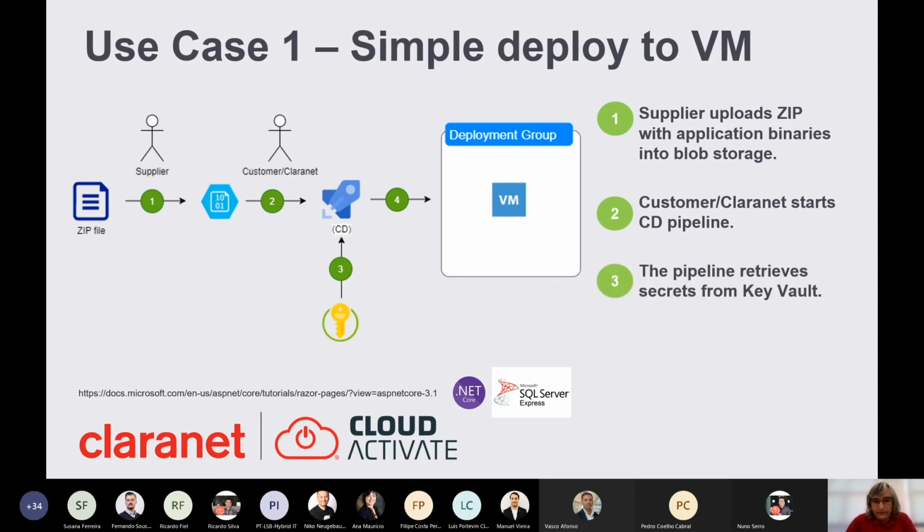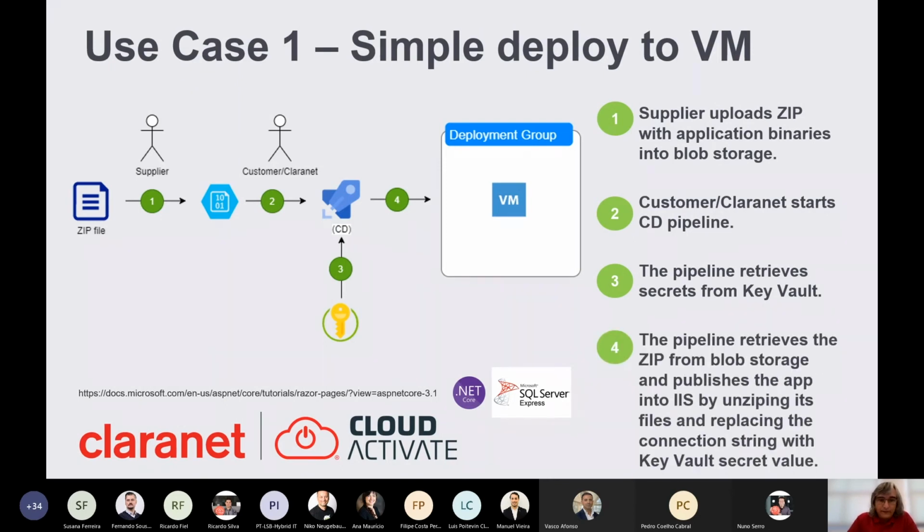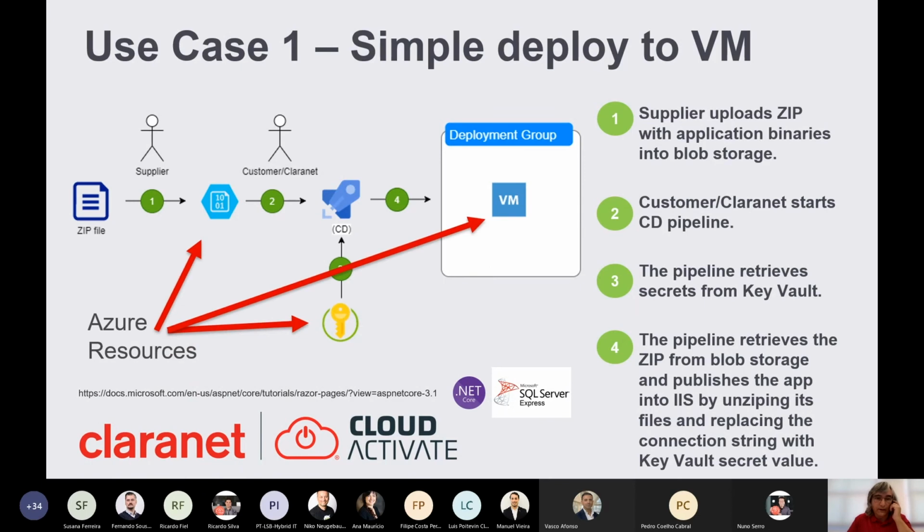The pipeline starts by retrieving secrets from Azure Key Vault, which is a service that you can use to store certificates, passwords, and other secrets. And then the pipeline retrieves the zip file from the blob store. It also replaces the connection string that was previously stored in the Azure Key Vault. So let's see this in action.